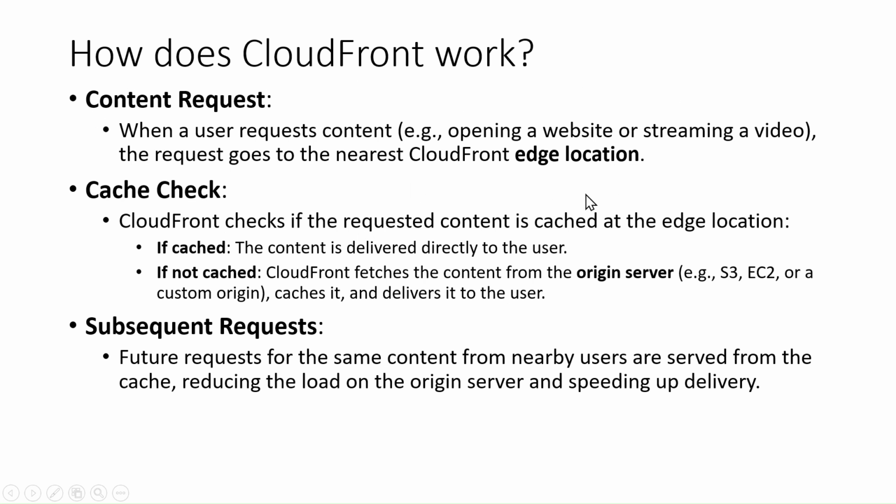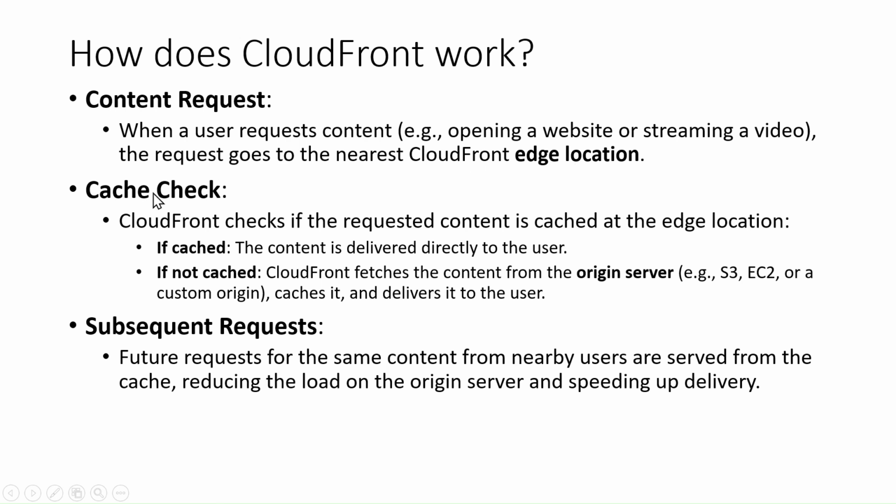How is it going to work? Just an example. So, content request. When a user makes a request, for example opening a website or streaming video, assume you are accessing Instagram or an OTT platform, the request goes to the nearest CloudFront edge location. So it could be called edge location or the server, both are the same, don't get confused. Okay, so it fetches from the nearest server, that is the edge server.